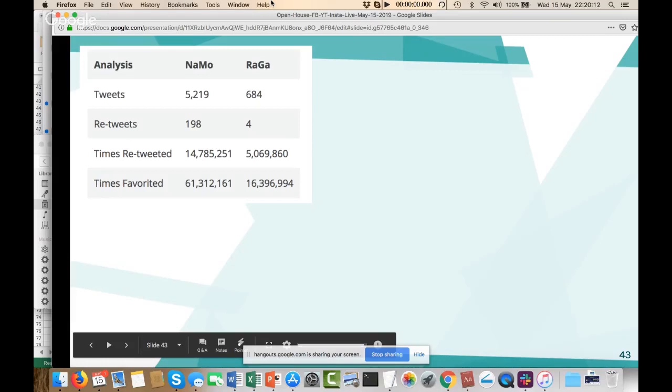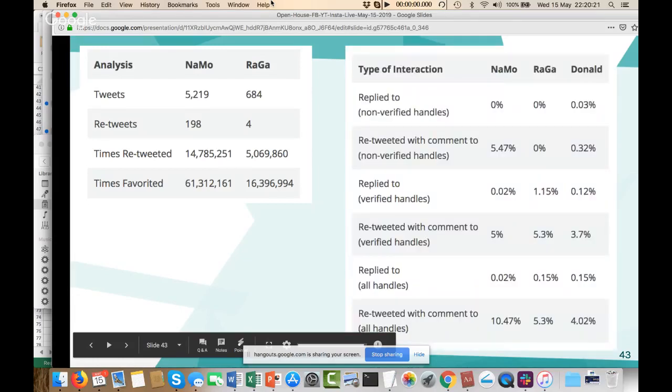By tweets, number of tweets, number of retweets, times retweeted, times favorited, simple and self-explanatory. Let's look at some of the other ones which are interesting to find, and you have to have all the, so to say, verified handles and non-verified handles to actually make this analysis. This one is basically showing you that the first row shows replies to non-verified handles. How much is the conversation between these handles and a non-verified handle?